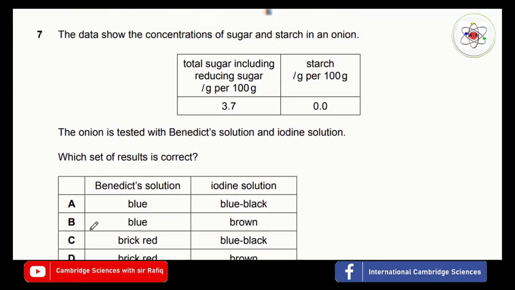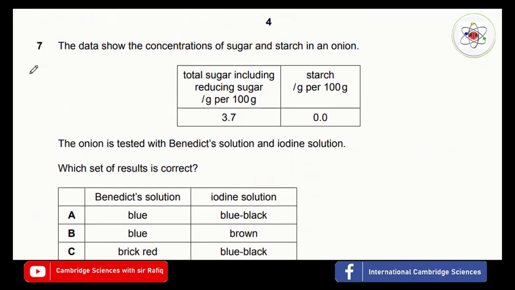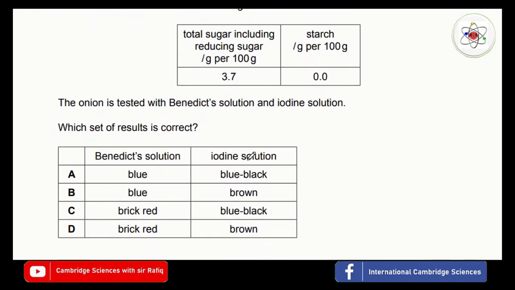Moving on to the next question, question number 7. The data show the concentrations of sugar and starch in an onion. Total sugar including reducing sugar is 3.7 gram per 100 gram of onion, and starch is 0 as starch is absent. The onion is tested with Benedict's solution and iodine solution, right? Which set of results is correct?